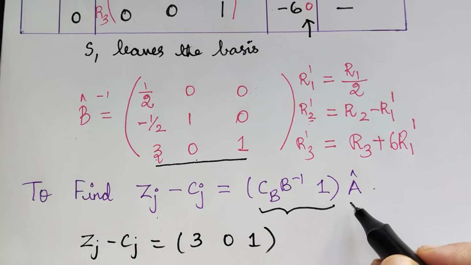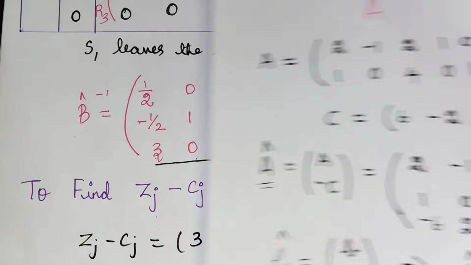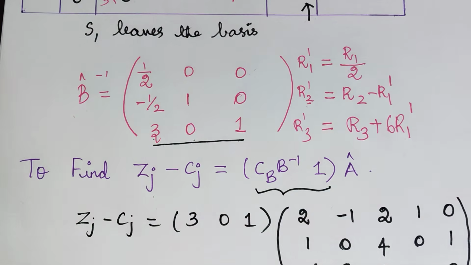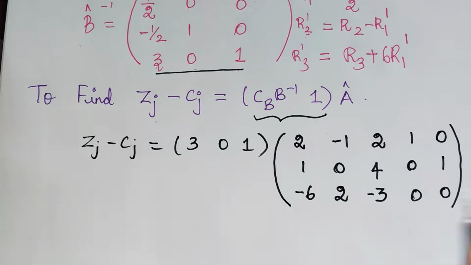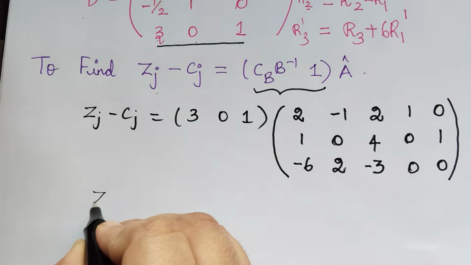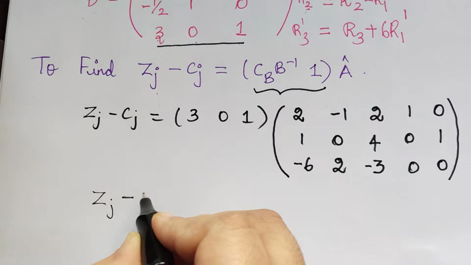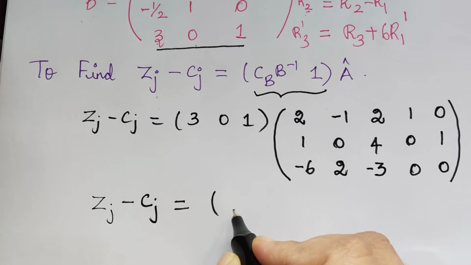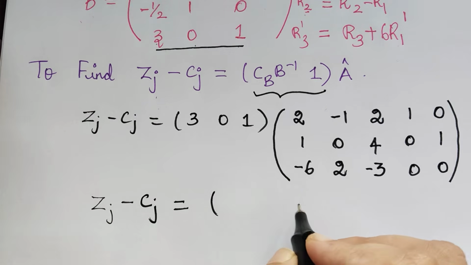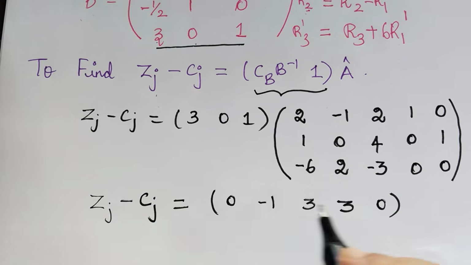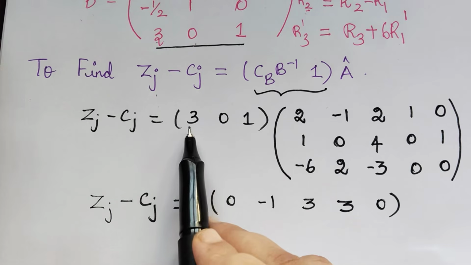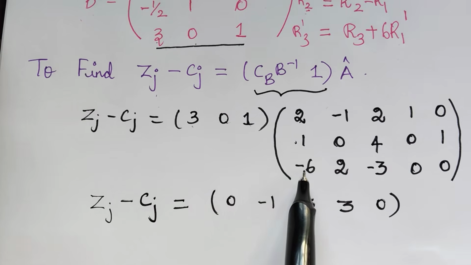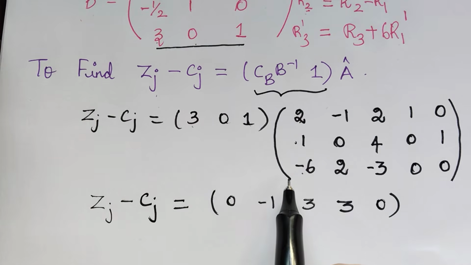A cap is the same matrix that we found first, that is this matrix. So we shall take and write this matrix. I have written the matrix A. We have to multiply these two matrices and get the value of Zj minus Cj. After multiplying, I will directly write what I get, so you just check it. For example, this row I will show you. 3 into 2 is 6, 0 into 1 is 0, 1 into minus 6 is minus 6. So we have to add all that.